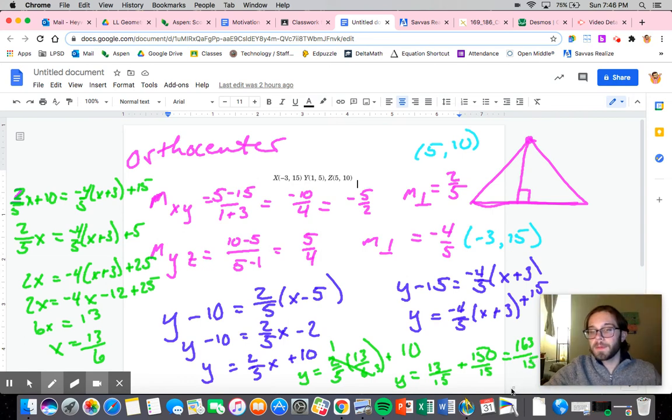Is that going to simplify at all? Let me think. Is there anything that very clearly would go into that? I don't think so. Let me just double check. No, there's nothing there. Okay, so anyway, that would be the coordinate of our orthocenter. It would be 13/6 and 163 over 15.